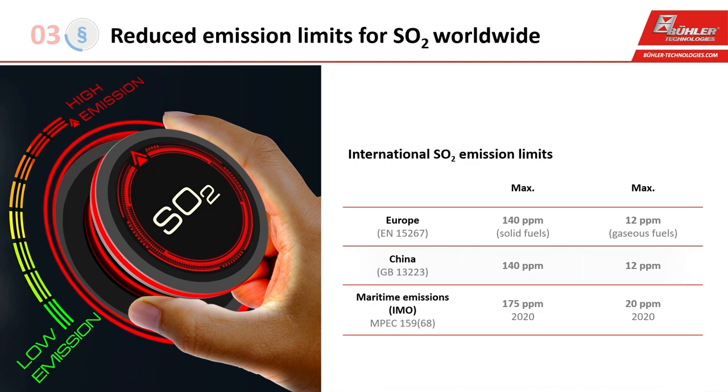That means that with an emission limit of 12 ppm, if 2 to 3 ppm are washed out, there is a falsification of the reading of nearly 30%. And since this 12 ppm should be measured, Bühler Technologies has considered how to really measure 12 ppm, and we will introduce this to you.